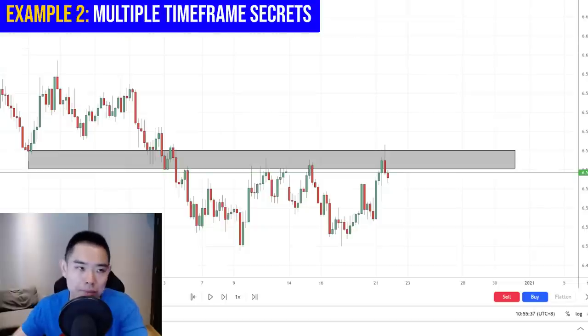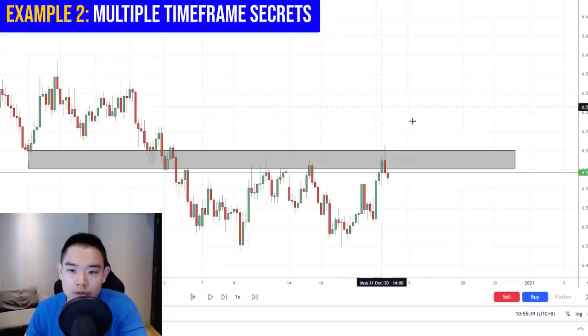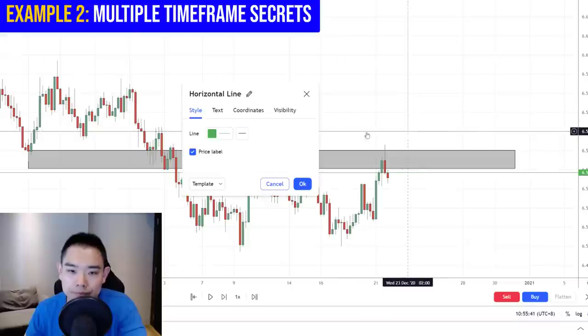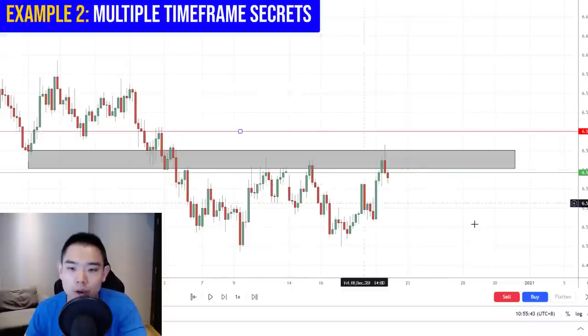If not, just rewind back a little bit and watch how I did it earlier. So my stop loss will pretty much be somewhere about here. Okay, let's change this to red. Now what about the target?